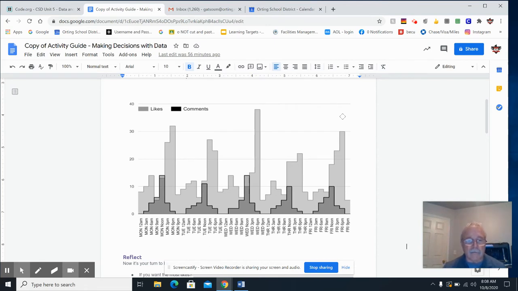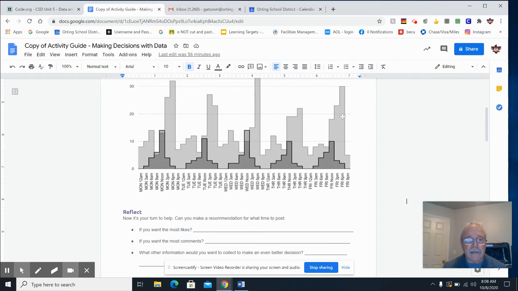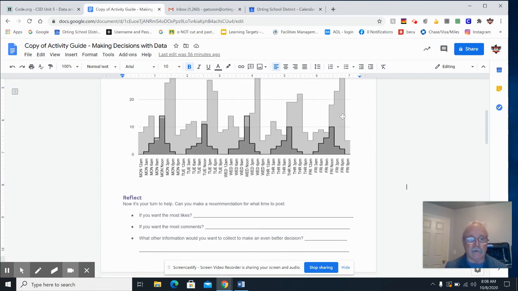So first of all, let's go ahead and look at the reflection first. Okay, so here we go. Now it's your turn to try and help. Can you make a recommendation for what time to post? If you want the most likes, I'm going to give you a few minutes to go ahead and answer those 3 questions, okay? So go ahead and answer those 3, and I'll come right back to you.